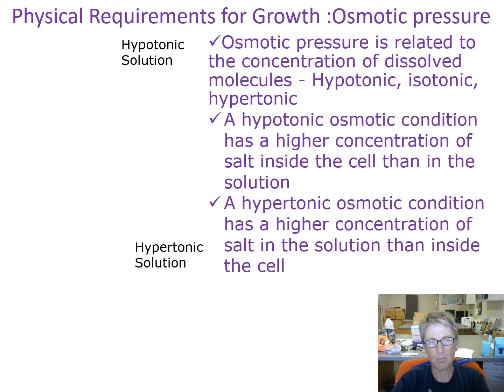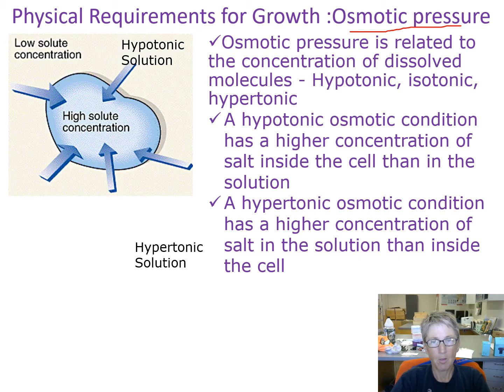All right, now we're going to more physical requirements for growth, osmotic pressure. Let's look at our cartoons. So osmotic pressure, so osmosis, is the movement of water down its concentration gradient across a semi-permeable membrane. So in this cartoon, let's say this is a cell, and then here's this green stuff. This is all the solution that the cell lives in.